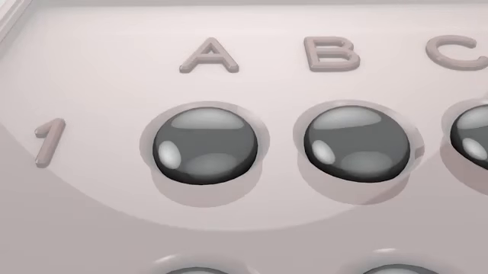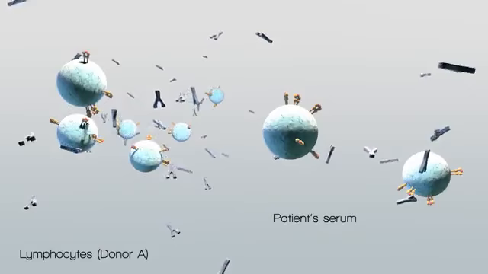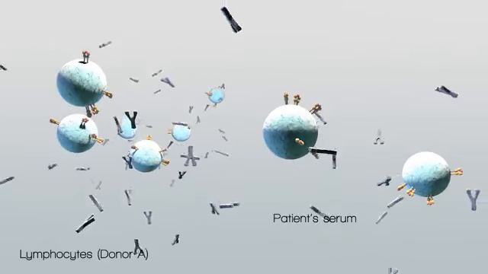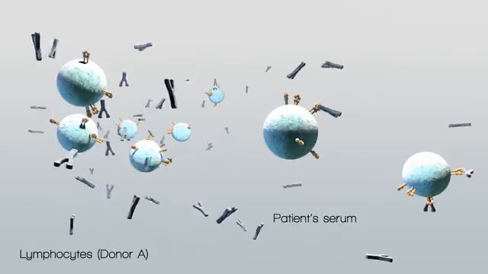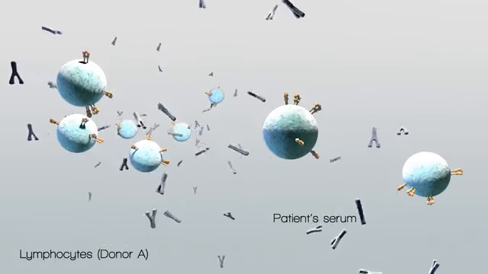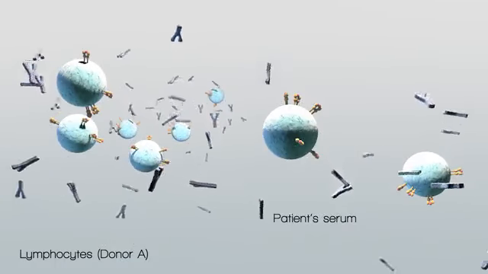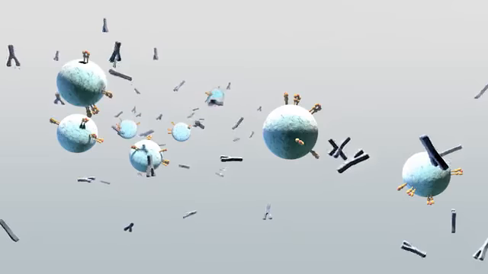Every well of a Terasaki tray contains lymphocytes of different blood donors. When the serum of the patient is added, possible antibodies will only react with those lymphocytes expressing the HLA antigens recognized by the antibodies. This is not the case with the lymphocytes of donor A, and addition of complement will not lead to cell lysis and staining of the lymphocytes of this donor.